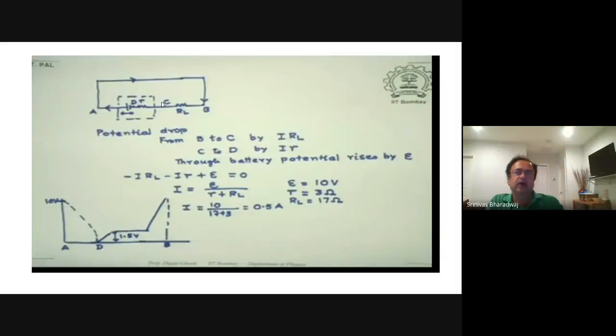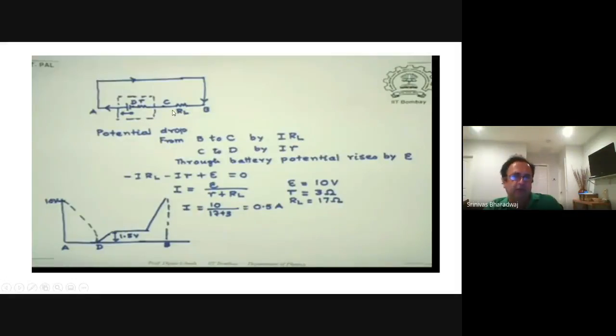Now when you rewrite the circuit, I'm going to next introduce to you Kirchhoff's laws, and one of Kirchhoff's laws states that if you go once around a loop, any loop in a circuit, you will end up with zero voltage. So if you start from point A and you go once around the whole loop, you will end up with zero.